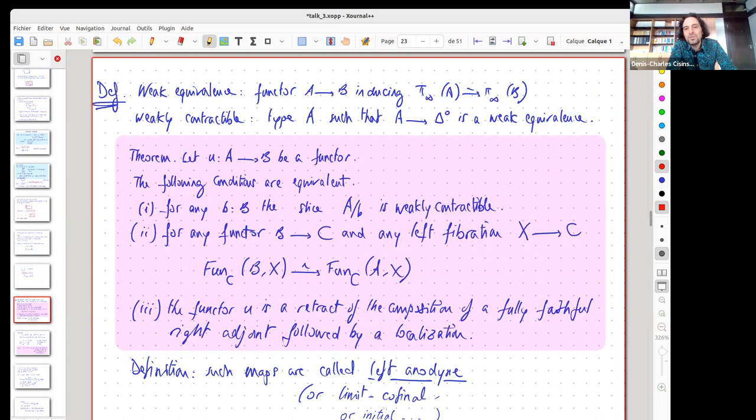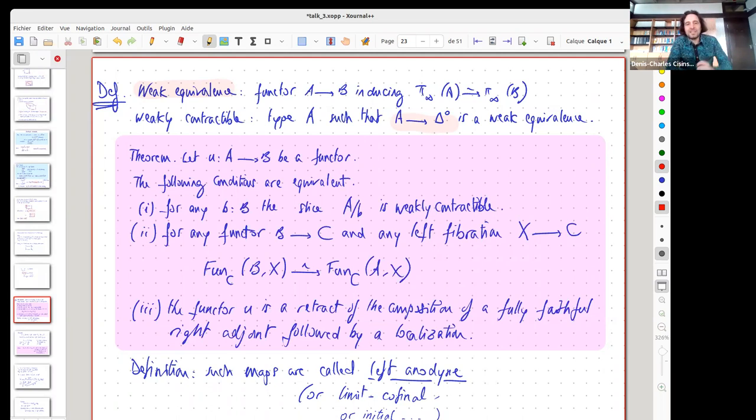So remember that we did introduce pi infinity, that is a universal way to invert all maps in a type. Also equivalently, that's part of the axioms, it is a universal way to obtain a groupoid out of a type. And so we could define weak equivalences as those maps which induce an equivalence of groupoids when we invert all maps. And therefore, we have a notion of weakly contractible type. It is a type so that the map to the point is a weak equivalence. So for instance, if you have an initial object or a terminal object, you are weakly contractible. That is an easy exercise. But of course, you might have more complicated examples.